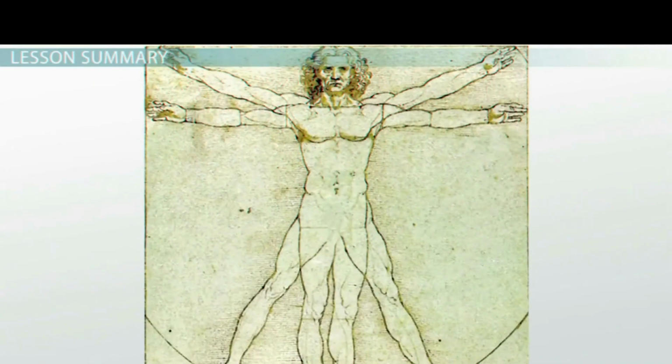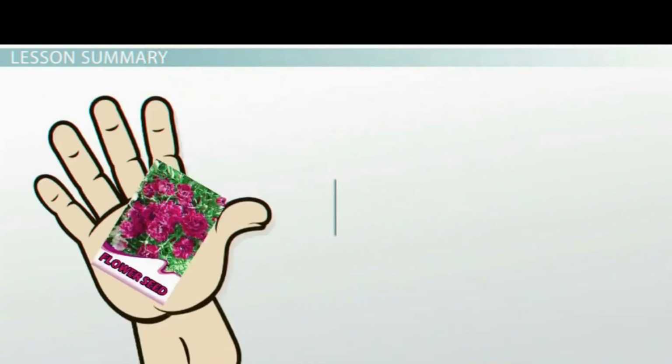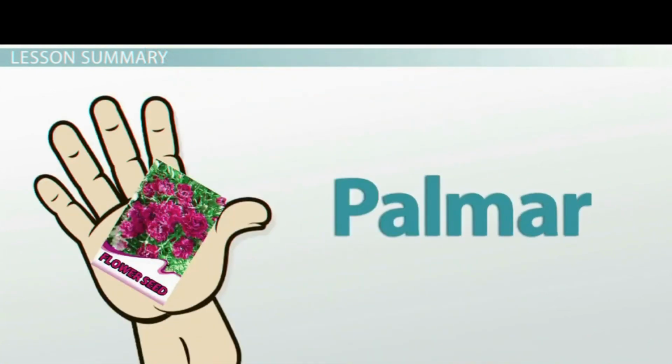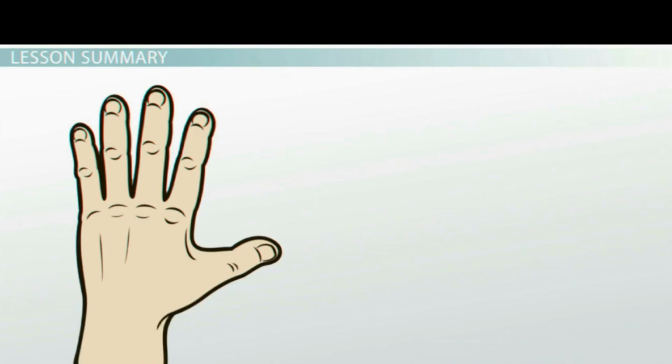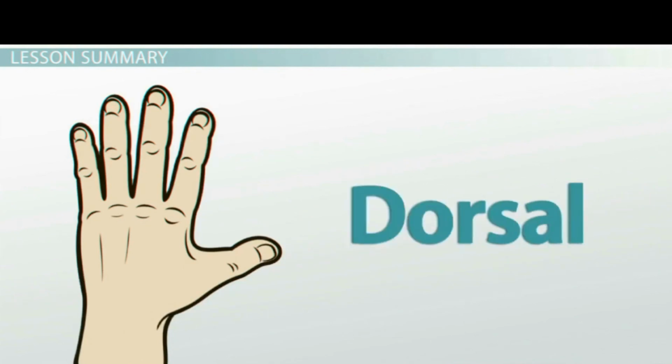With the great Renaissance man's help, I hope that explanation was clear enough so that we can focus on reviewing the material we just went over. For example, the palmar aspect of your hand is a term that describes something located in, on, or pertaining to the palm of the hand. On the other hand, no pun intended, the opposite side of your hand, the back of your hand, is called the dorsal aspect of the hand. The term dorsal, again, refers to something that is towards the back.